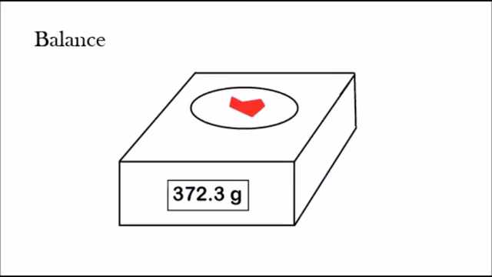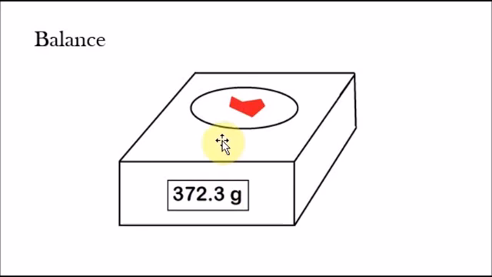And then the last thing is the balance. With a balance, you don't have to really use any method. But it's important to note that, let's say the mass of this thing here is 372.3 grams. The 3, the 7, and the 2 are certain digits, and the last digit right here, this 0.3, is actually also estimated by the balance.